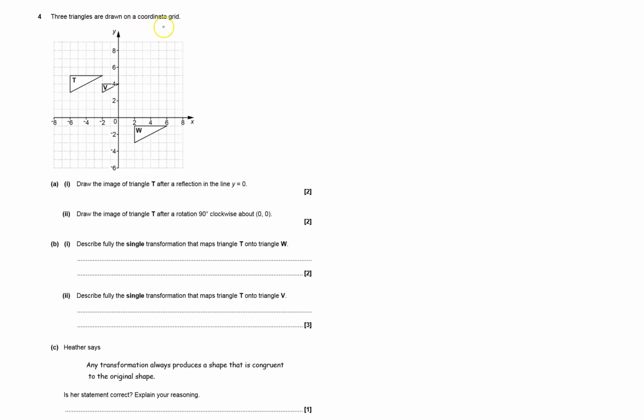Okay, 3 triangles are drawn on a coordinate grid. Draw the image of triangle T after reflection in the line y equals 0. If you don't know what that line is, then every time, always draw an XY table: 0, 1, 2, 3. And the y value is always 0. So it could be 0, 0, it could be 1, 0, 2, 0, or I could have -4, 0. Any of those ones I can have.